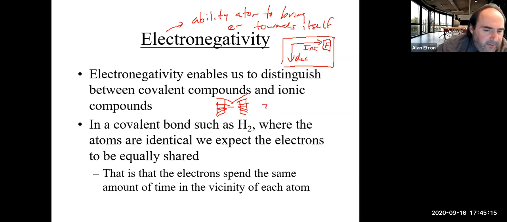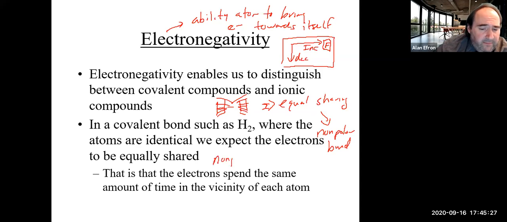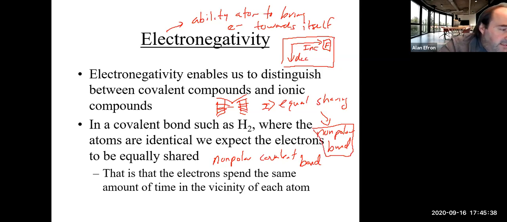And this type of bond where we get what is referred to as equal sharing of the electrons is sometimes referred to as a nonpolar bond, or sometimes a nonpolar covalent bond, because it is sharing electrons. Most people just go with the nonpolar bond, leave the covalent out of it, but it technically is a nonpolar covalent bond.